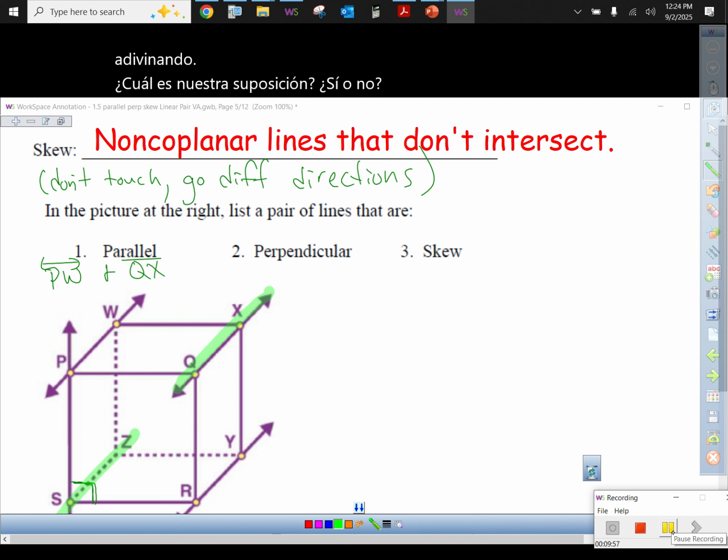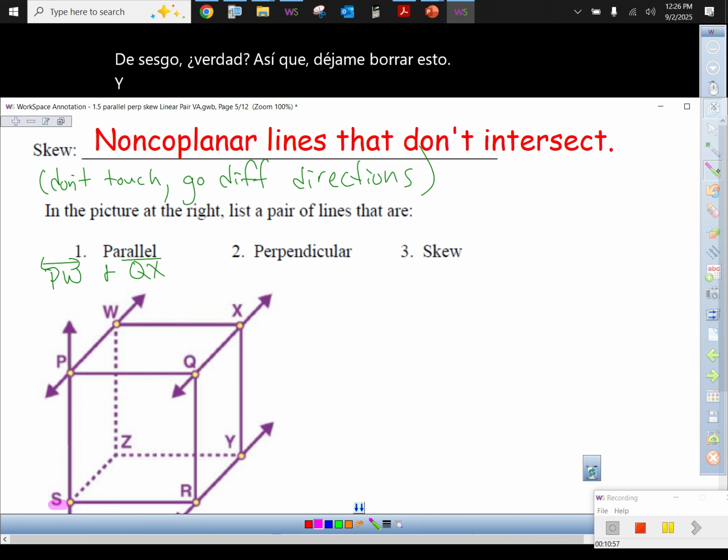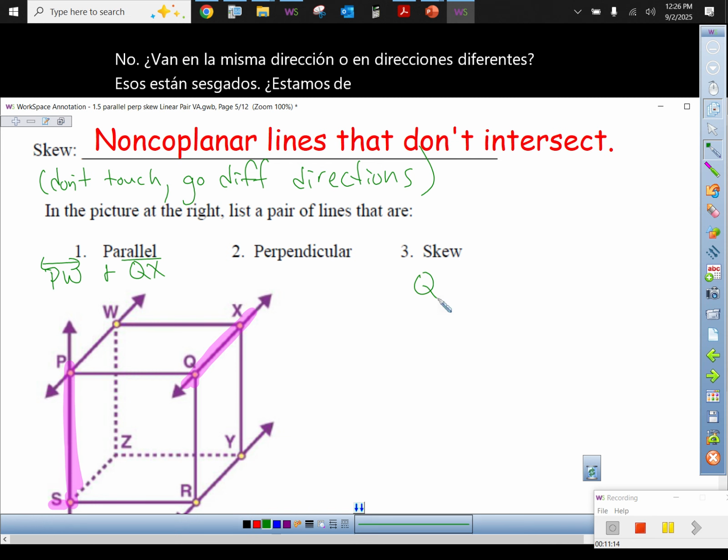Sound cool? Can you find a set that are perpendicular, aka they intersect at 90 degrees? Find it, write them down. Danger of skew, right? So let me erase this, and let's try some skew. I'm just going to try because I can erase my highlighters. What do you feel about this one right here and this one right here? Do they touch? Nope. Are they going the same direction or different directions? Those are skew. Are we cool with that? So I'll call that line QX and line PS.